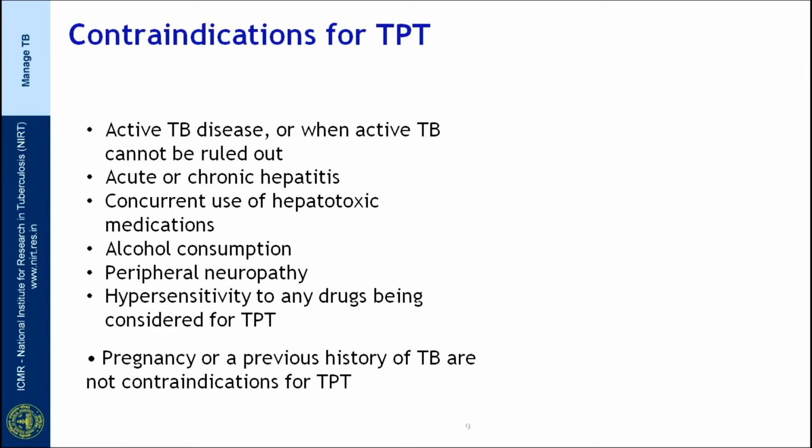Now, regarding contraindications for TPT, there are certain contraindications which we have to be aware of. One is, as I said earlier, active TB disease, or when active TB disease cannot be ruled out. This is a contraindication for TPT. Acute or chronic hepatitis is a contraindication for TPT. Concurrent use of hepatotoxic medications is a contraindication. Alcohol consumption, peripheral neuropathy, and hypersensitivity to any of the drugs being considered for TPT, if there is a hypersensitivity history, are contraindications.